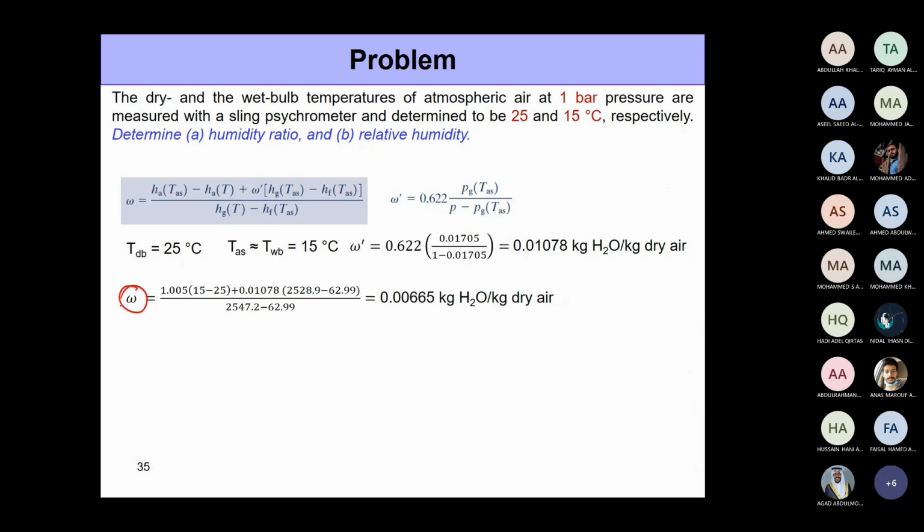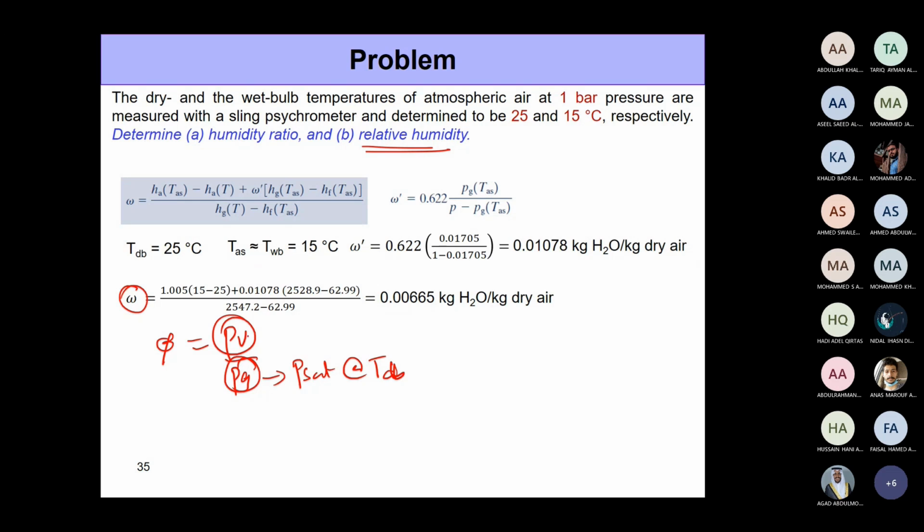All right, so that's the first part done. That's omega done. Now we also need to get the relative humidity. Now we know the formula for relative humidity. It's PV by PG, right? And this PV is the partial pressure of water vapor at the inlet, and PG is the PSAT at the temperature of interest, which in this case is the dry bulb temperature of 25 degrees Celsius.